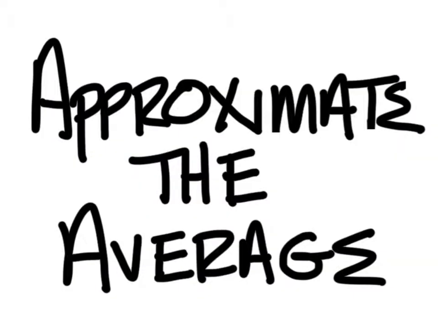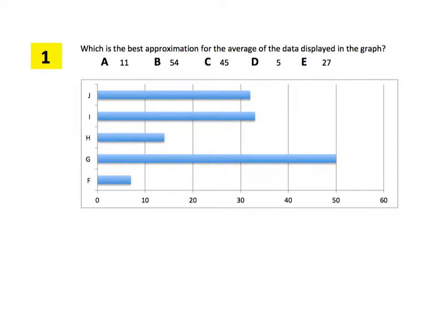You have to approximate the average given a graph. So which is the best approximation for the average of the data displayed in the graph? One way that you can do it is to estimate what each bar represents. For example, this one. What is your guess for how much that bar represents?